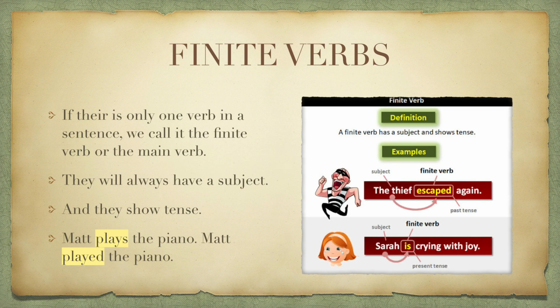Finite verbs are your main verbs in your sentence. If there is only one verb in a sentence, we call it the finite verb or the main verb. They will always have a subject and they will show tense. For example, Matt plays the piano would be your present tense, and Matt played the piano would be your past tense. In both those sentences, Matt would be your subject.